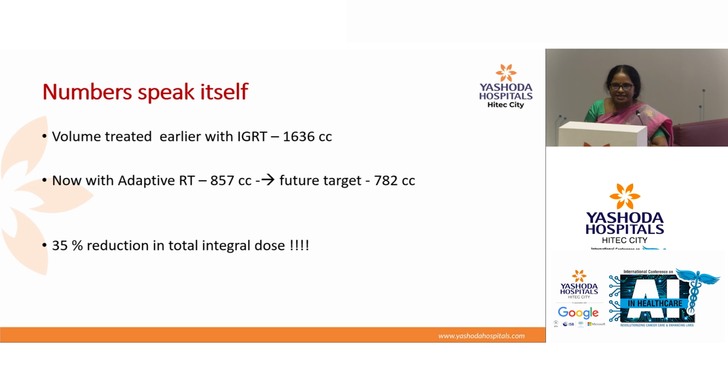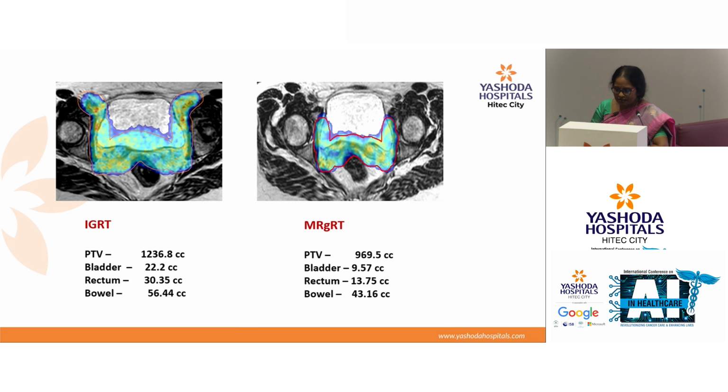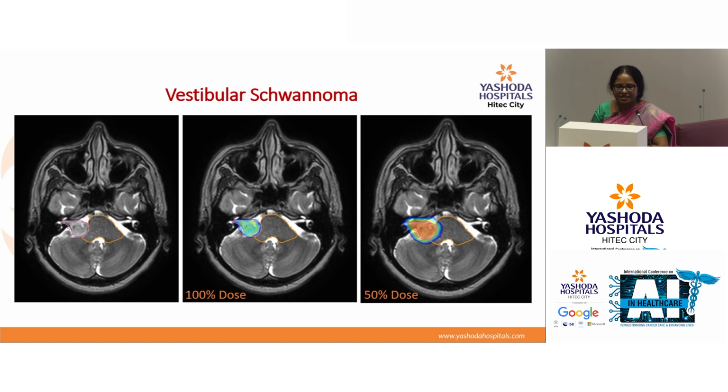So earlier with the IGRTs, I'm not talking about the cobalt machines and other machines, with IGRTs, we used to treat around 1600 cc of volume, and that has now come down, a 40 to 50% reduction in the normal tissue volumes. Also in the post-op settings, we could see that almost 10 gray, that is 1000 centigray of dose to the normal structures, if we can reduce, just imagine the kind of side effects we can reduce for these patients.